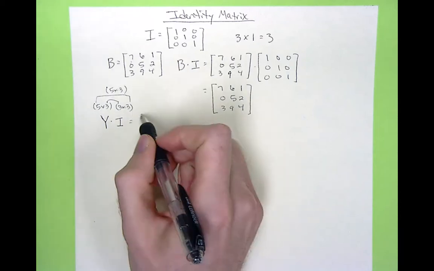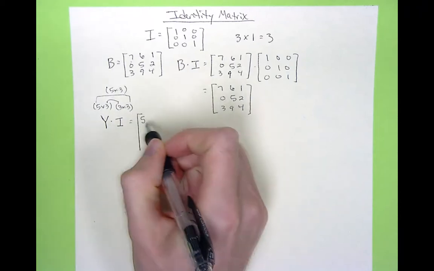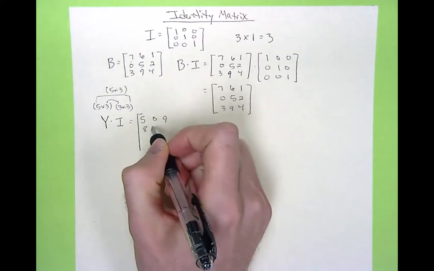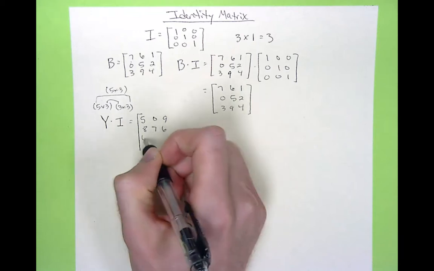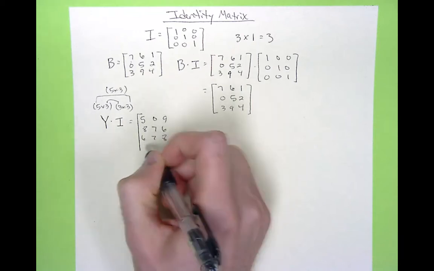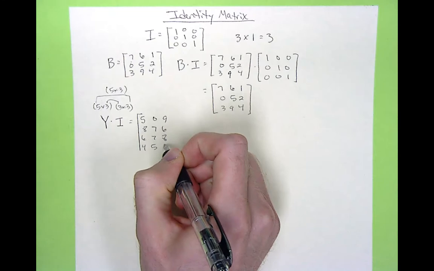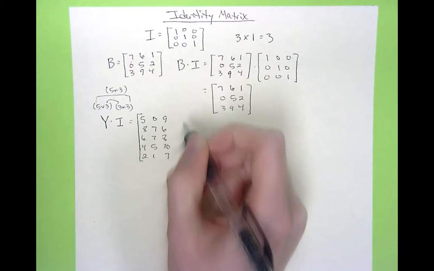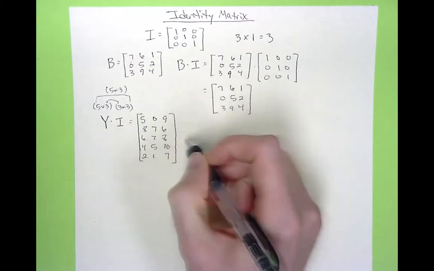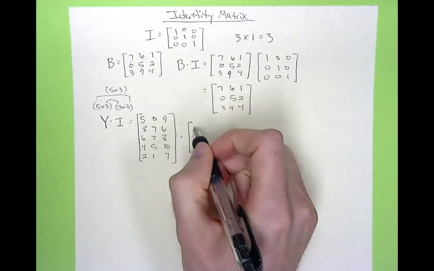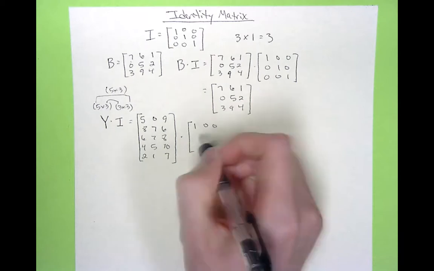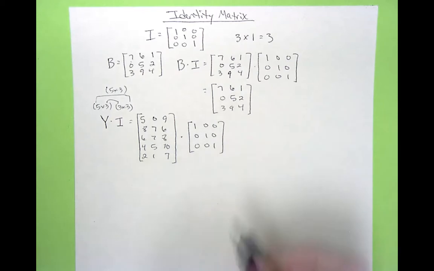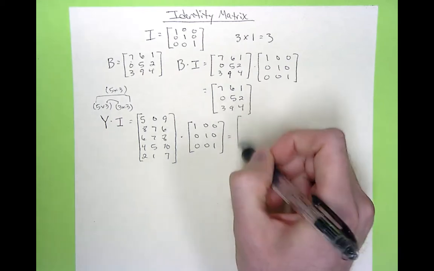So let's say Y has the values going across 5, 0, 9, 8, 7, 6, 6, 7, 8, 4, 5, 10, and 2, 1, 7. We're going to multiply that by an identity matrix. And here's what we get.